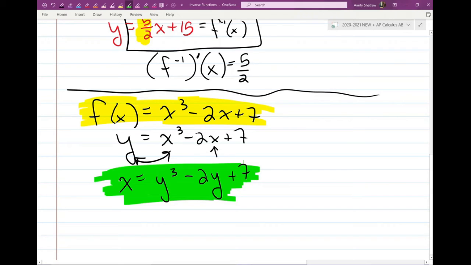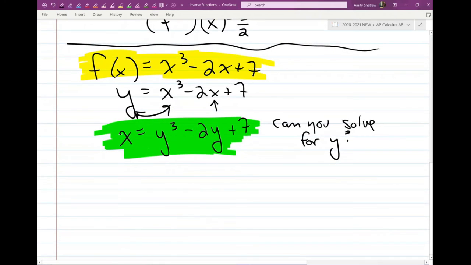But algebraically, we have difficulty with solving this for y. So can you solve for y? Well, what would the first step be? The first step would be to subtract 7 from both sides. Always trying to get rid of constants, right?